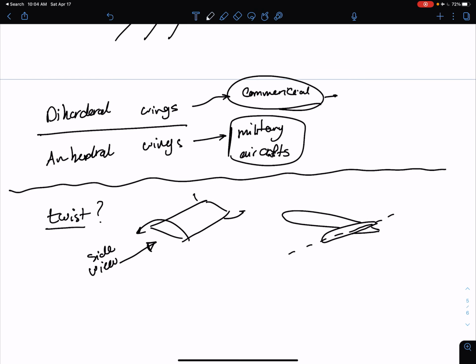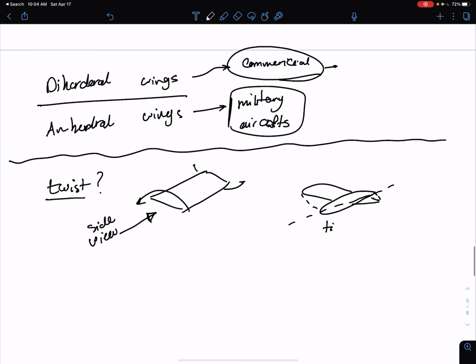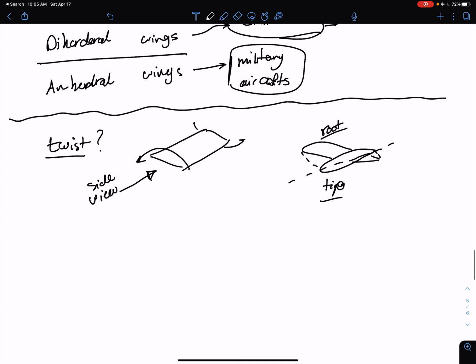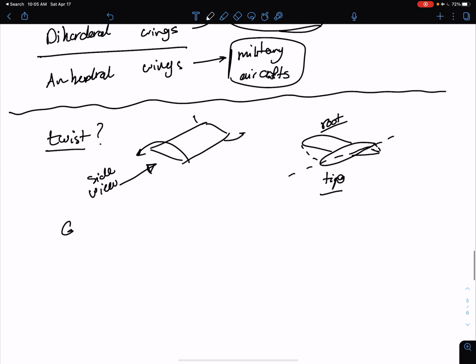And keep in mind that this is still one wing. Your tip, your root. So these are actually connected to each other, right? This is still one wing. So we can have a twist. In general, we have two types of twist. We have a geometric twist.